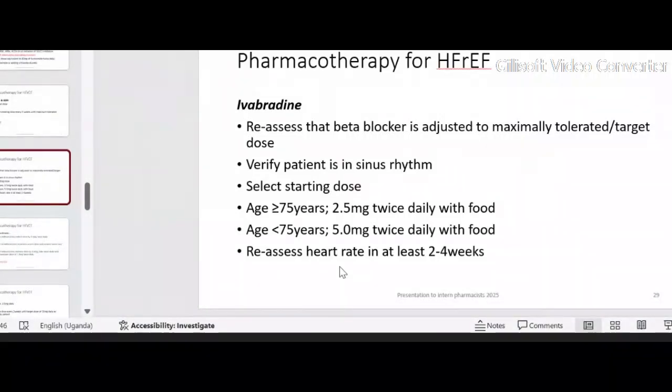So the evidence for this is gotten from the SHIFT trial. If you have your internet somewhere there, you can actually Google and look at the SHIFT trial later on. It talks about which patients can be given ivabradine.